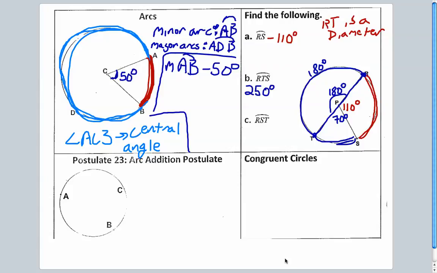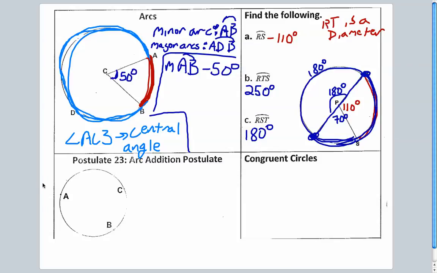RST, so that means from R to S to T, well, that's going to be 180 degrees. That's going from the diameter, to the ends of the diameter around the circle. And that's it for those.